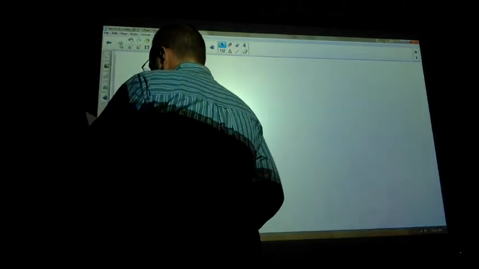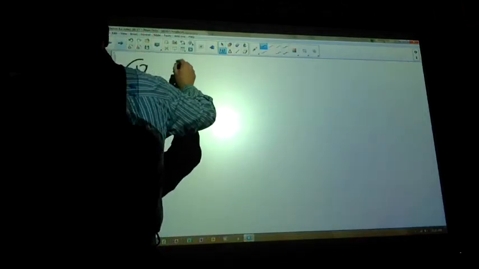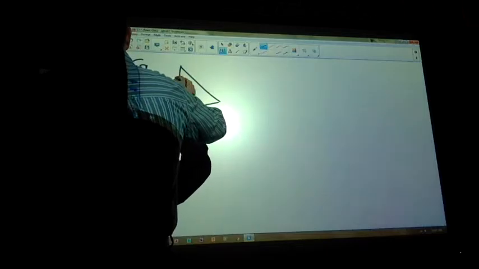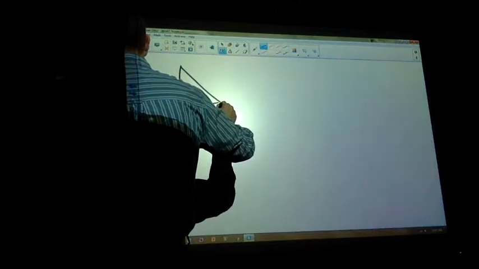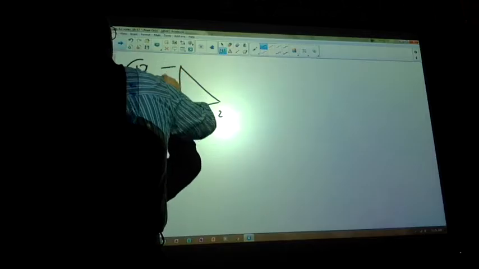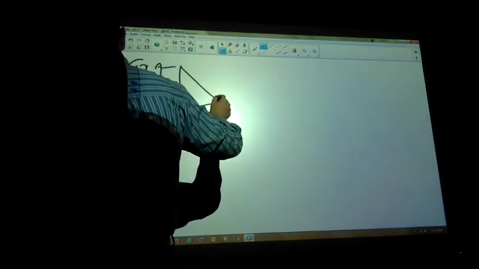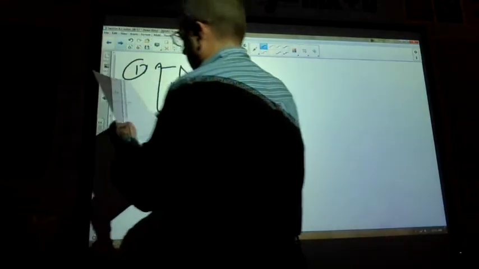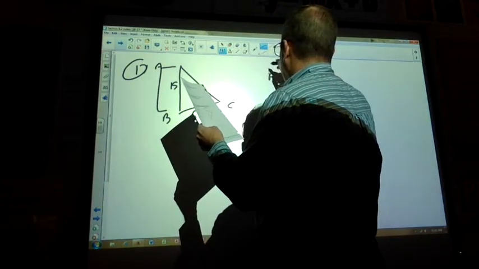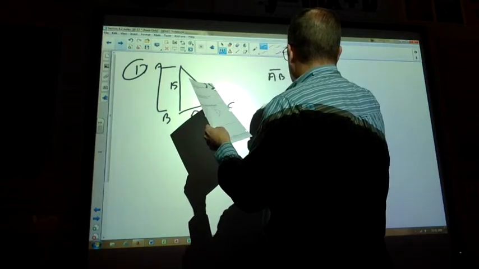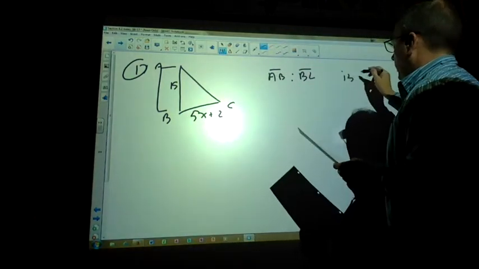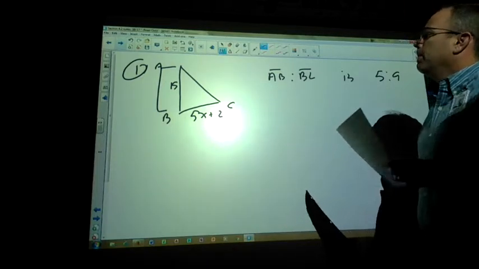Questions about anything 1 through 18? Yeah, 17. All right, Benjamin, 17. We got this triangle, that's 15, that's 5x plus 2. That is A and B, and that is C. So they tell us that A to B is proportional to B to C. We know that's proportional 5 to 9.